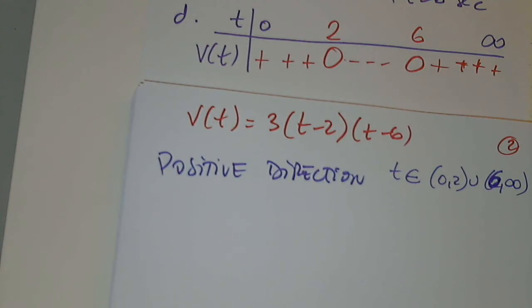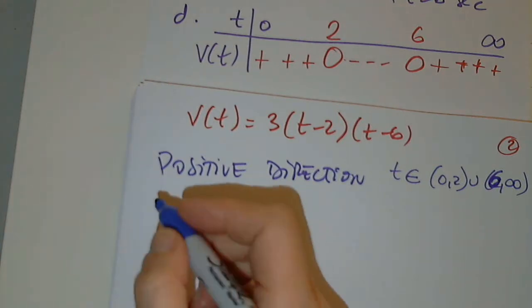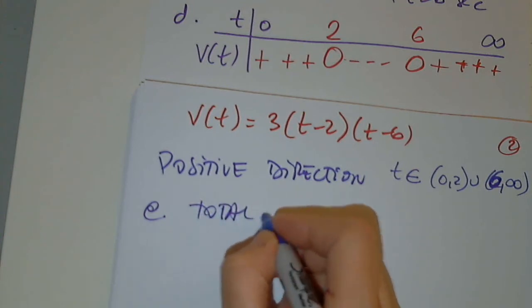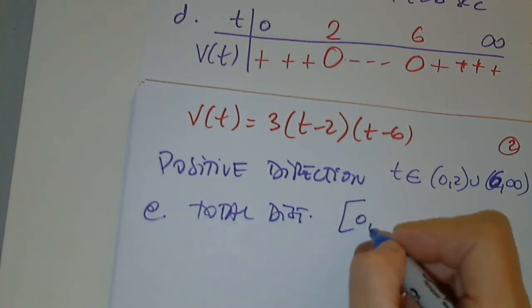Find the total distance traveled during the first 8 seconds. Part E. Total distance between 0 and 8.